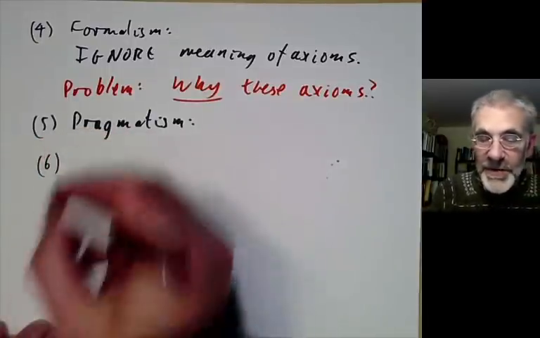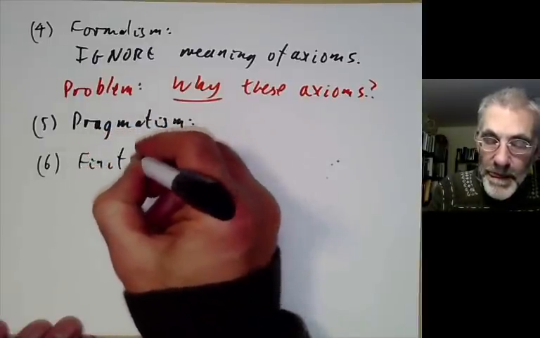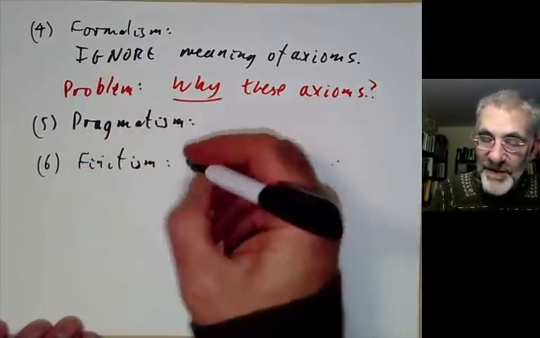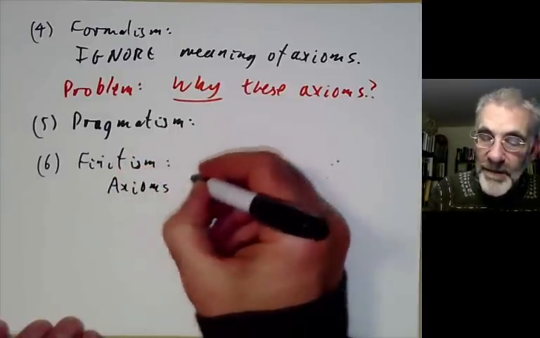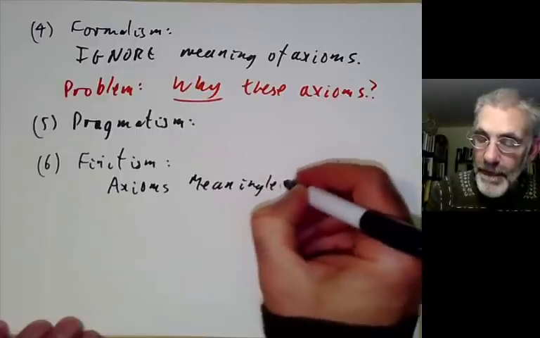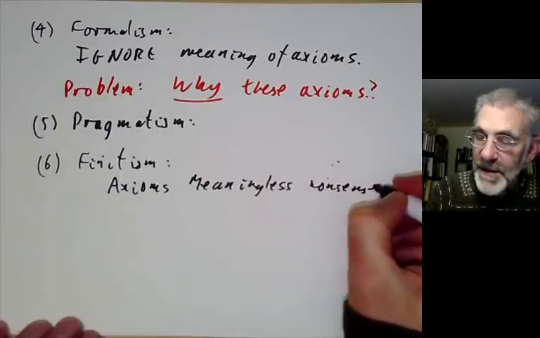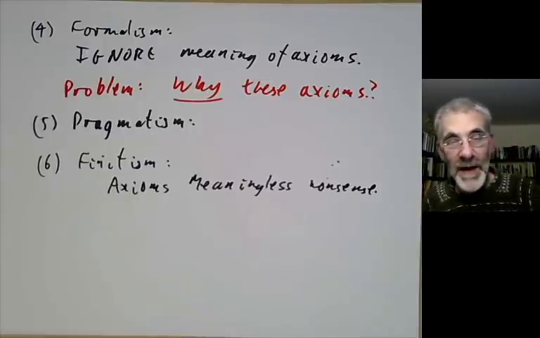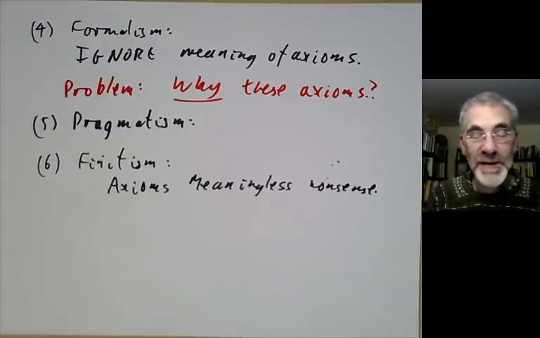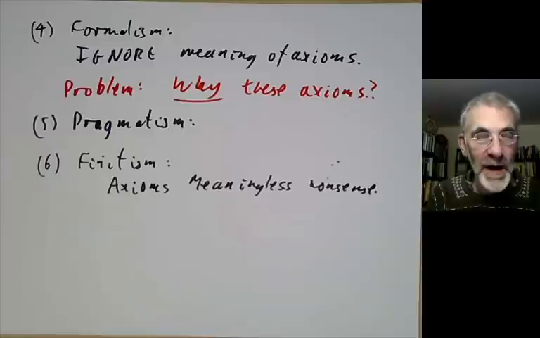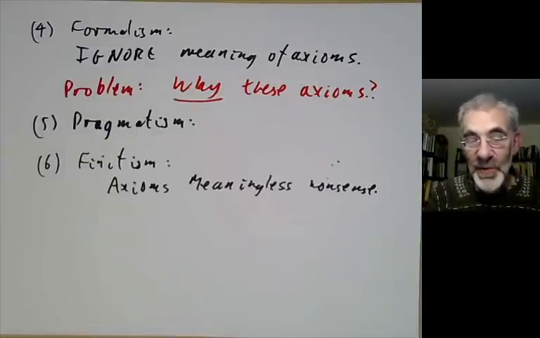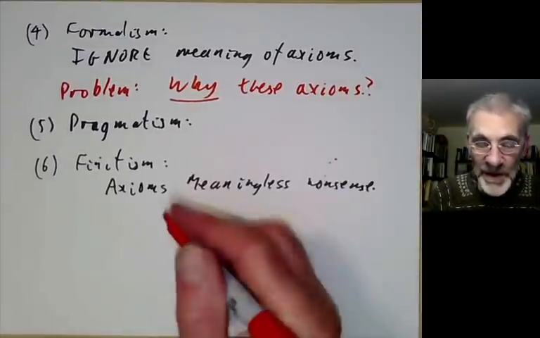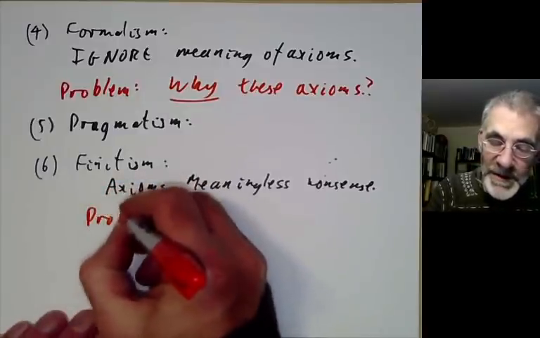The sixth approach is finitism. Some of the stronger forms of finitism say the axioms are meaningless nonsense: that infinite sets don't exist, and uncountable infinite sets exist even less than countable infinite sets, and who cares what the consequences of the axioms are because they're not actually describing anything anyway. This is a perfectly valid point of view, and there are some mathematicians who will go for it. There's a problem with this view too, though.